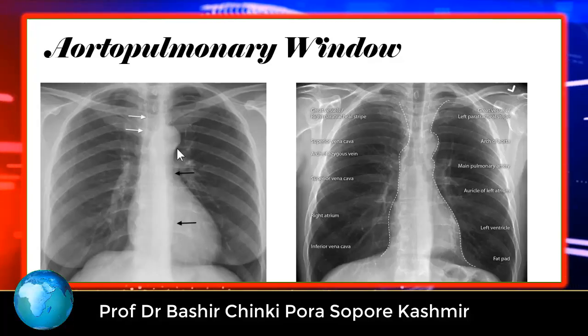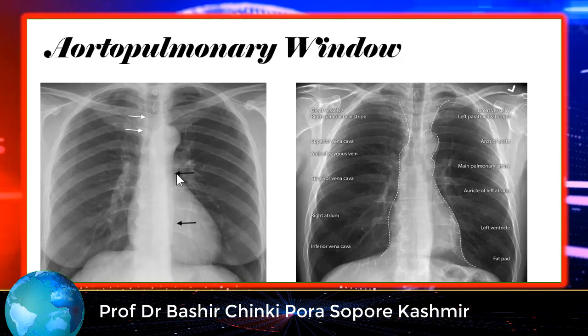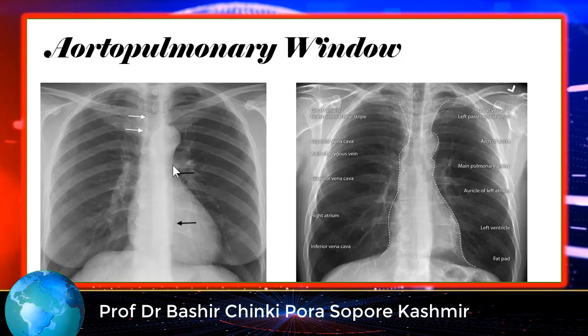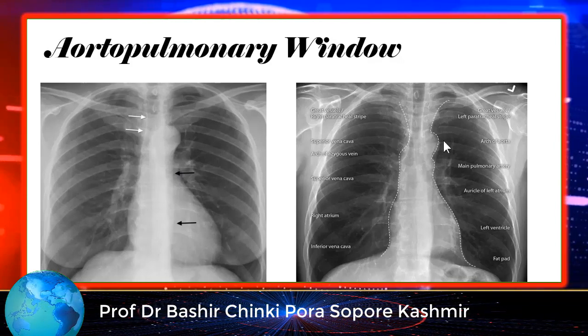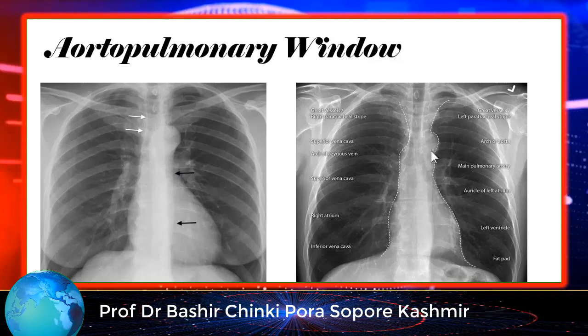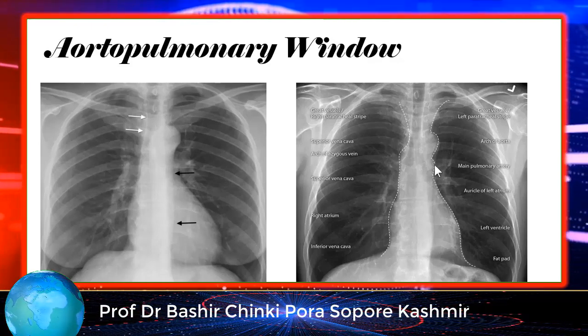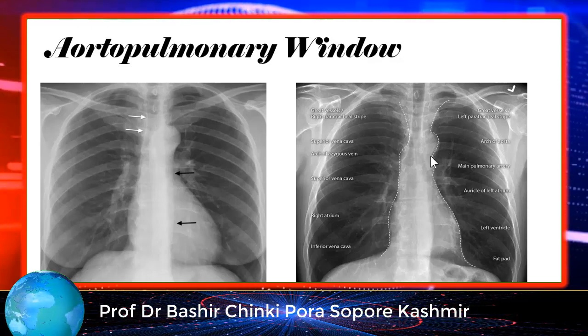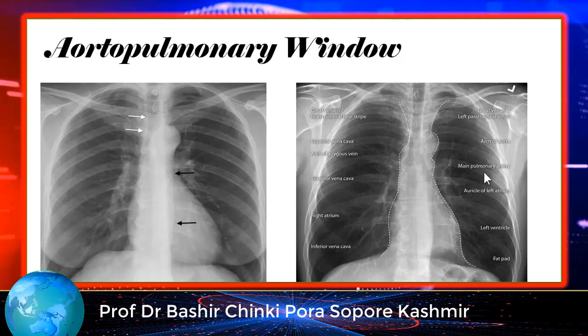We can see it here also. This is the inferior border of the aortic knob. This is the pulmonary artery. So this area will be called the aortopulmonary window. Let me show it here also. This is the inferior border of the aortic knob. This is the pulmonary artery, and between these is the aortopulmonary window.